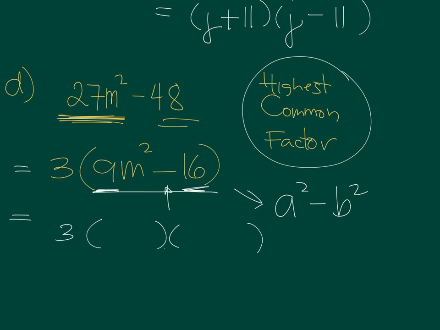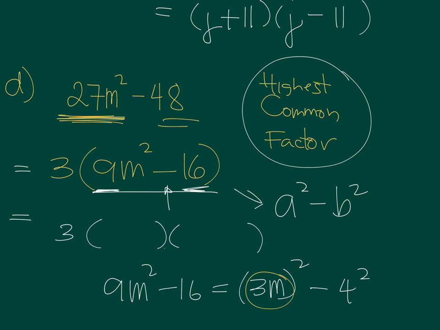So again, 9m squared minus 16 is equivalent to (3m) squared minus 4 squared, where your a is 3m and your b is 4. So the factored form will be 3m, that's your a, and then your b, 4 and 4, plus and minus.